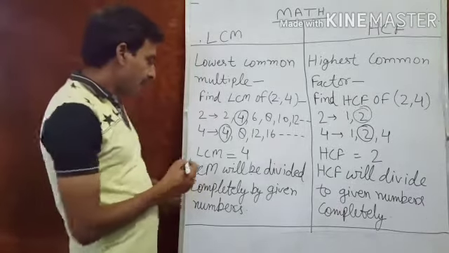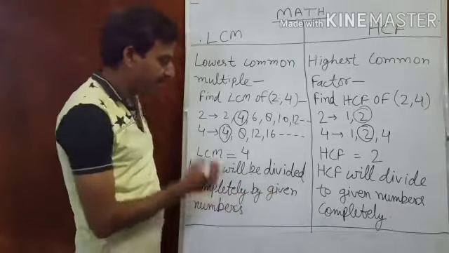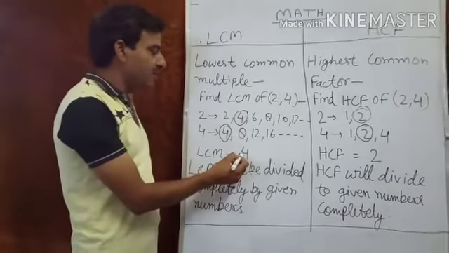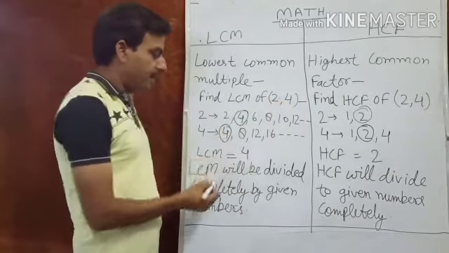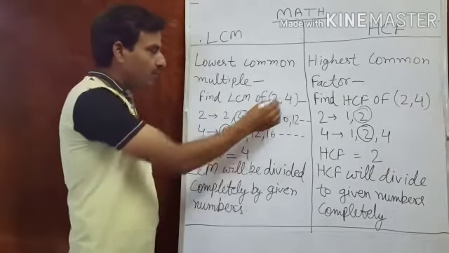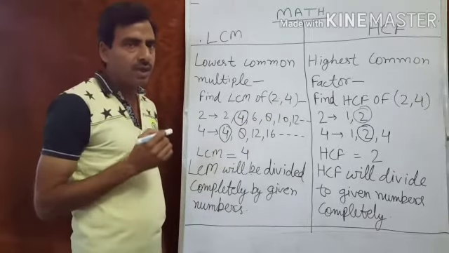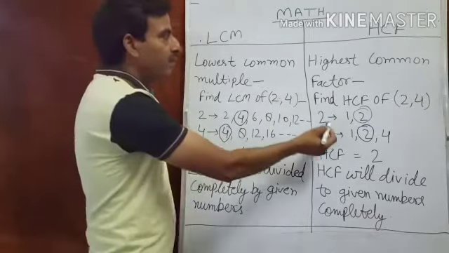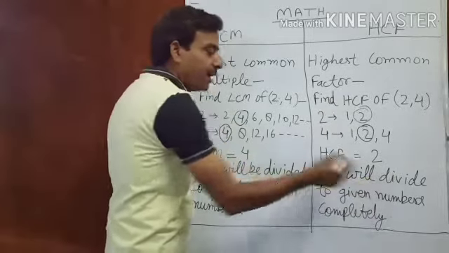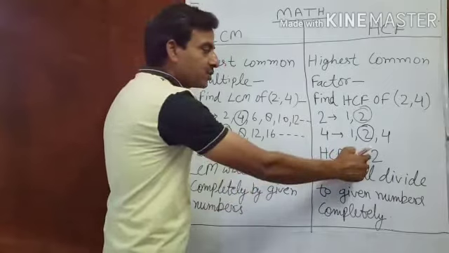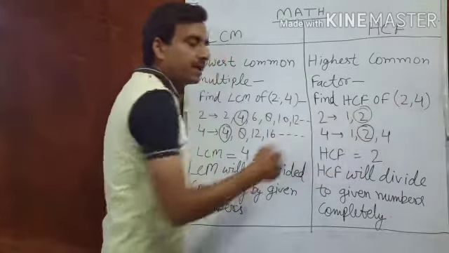Next, LCM will be divided completely by the given numbers. It means this LCM, 4, will be divided by 2 and 4 completely. 2 2 is 4, 4 1 is 4. It is very important about LCM. And one thing is important about SCF. SCF will divide the two given numbers. It means SCF is 2 and it will divide 2 and 4 completely.